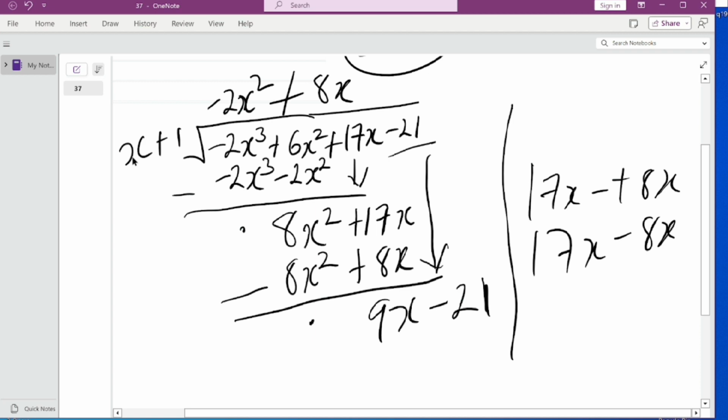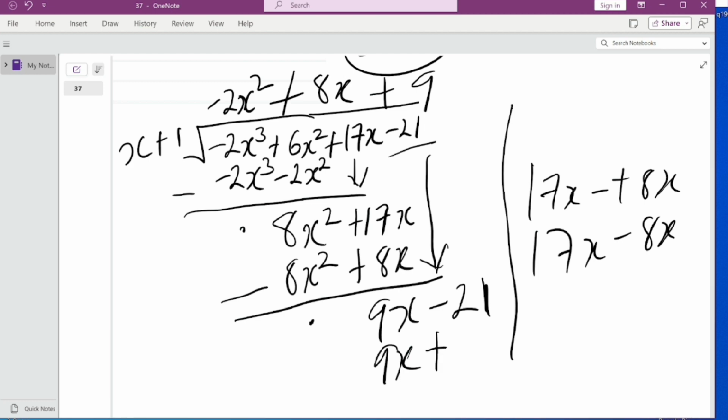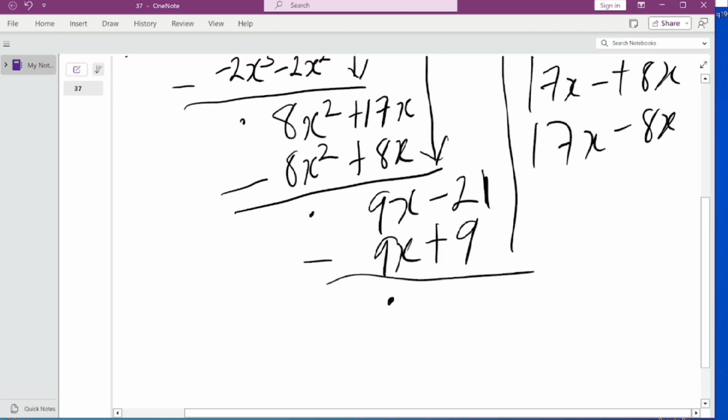Now we look at this 9x and look at this value of x. What are we going to multiply by x that can give us 9x? We have to just multiply by 9, because in this 9x we have x, so that's plus 9. Plus 9 times x gives us 9x. Then plus 9 times plus 1 gives us plus 9. So we subtract like we do our long division. 9x minus 9x gives us 0.